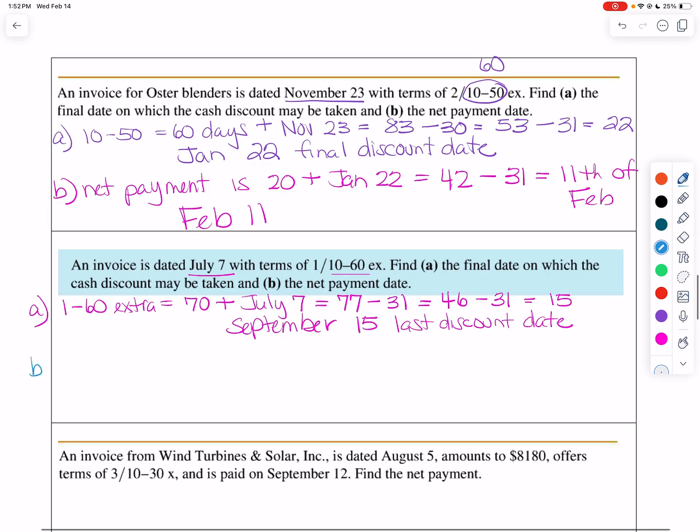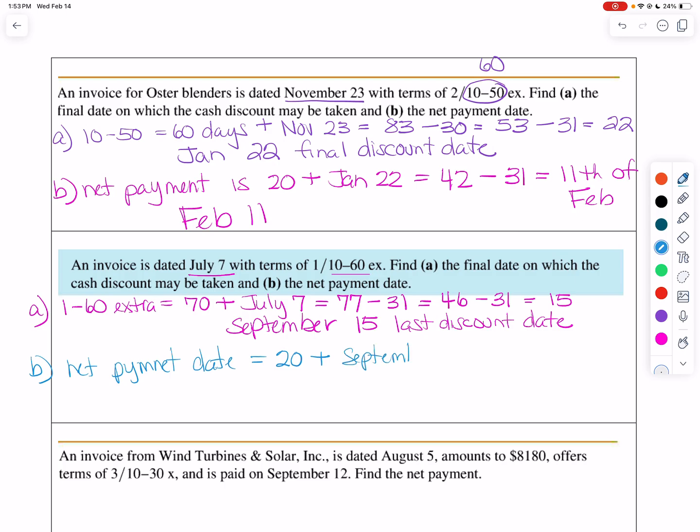Part B, the net payment date, is 20 days plus September 15th, which would be the 35th of September. But we don't have 35 days in September. We only have 30. So that would be the 5th of October.